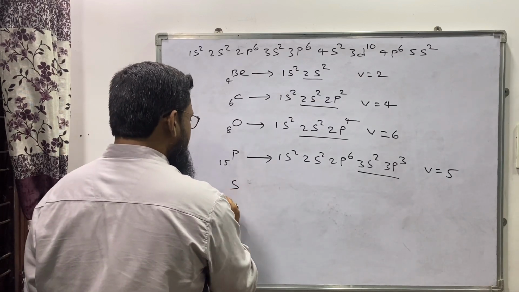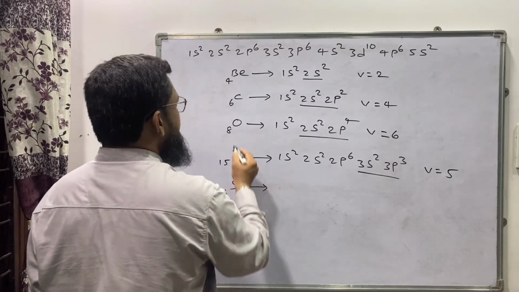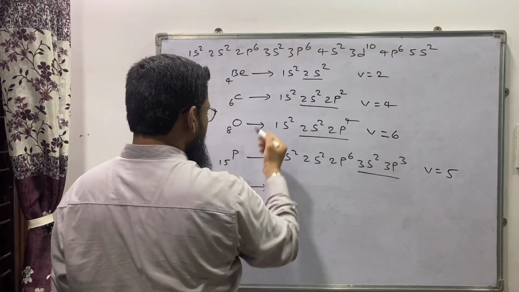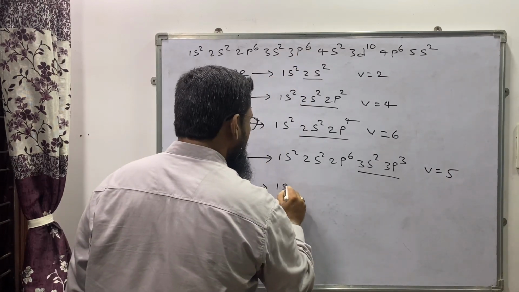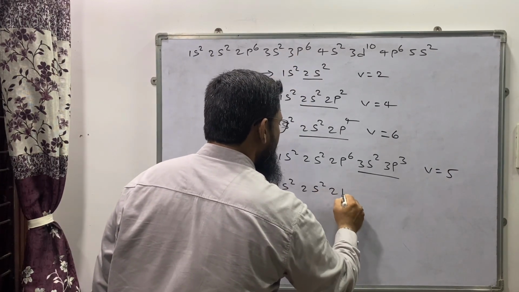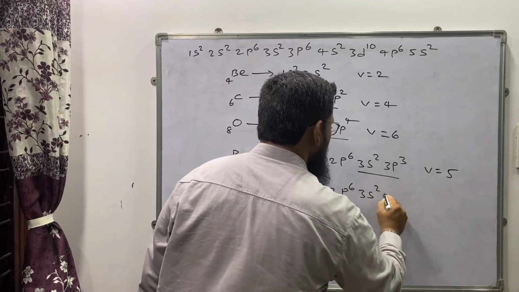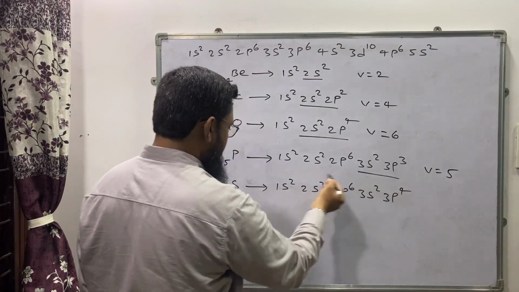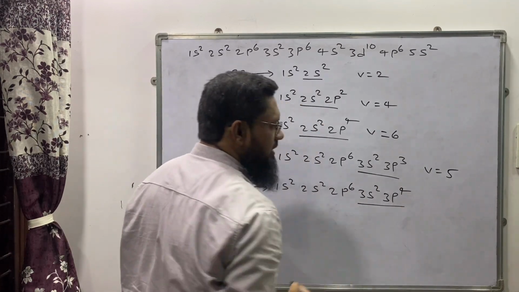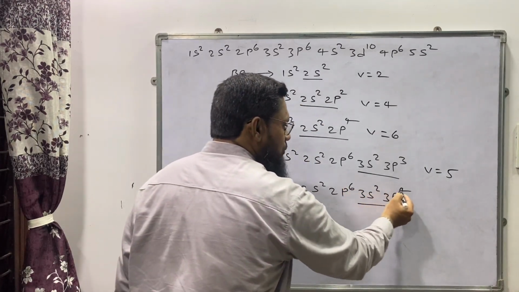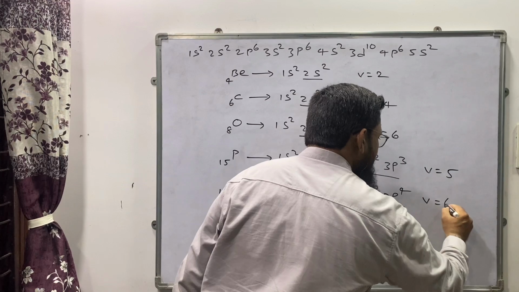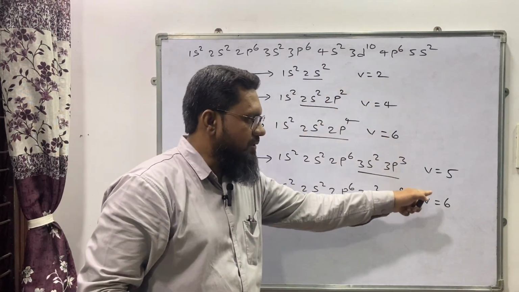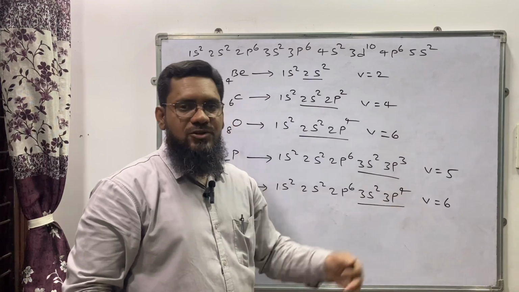For example, sulfur, atomic number 16. 16 means 2, 4, 10, 12, 12 plus 4 is 16, so we write 1s2, 2s2, 2p6, 3s2, 3p4. Here the third shell is the last shell. In it we have 2 plus 4, 6 valence electrons. This will be useful information for us in further explanation.